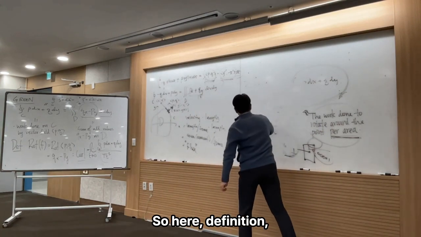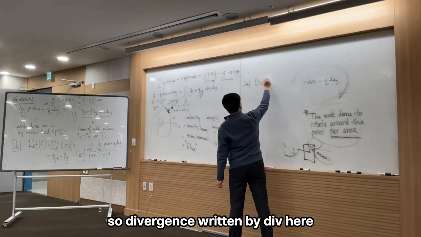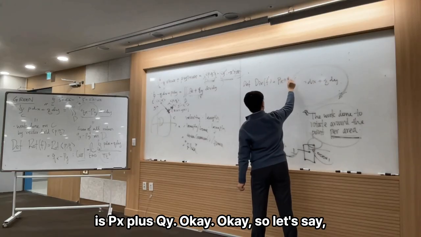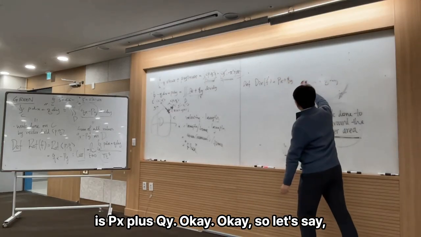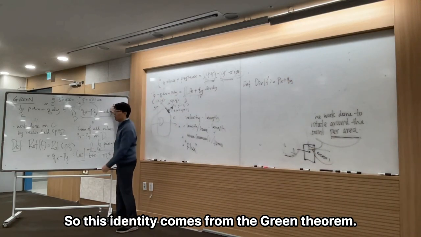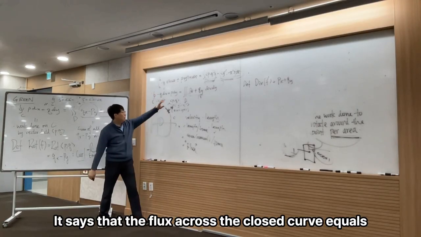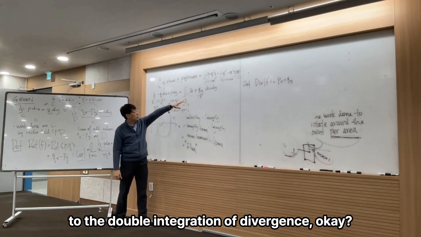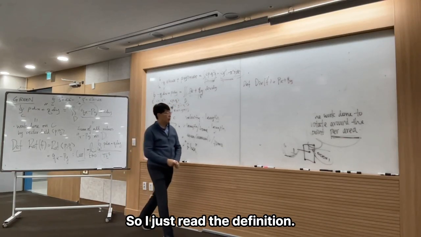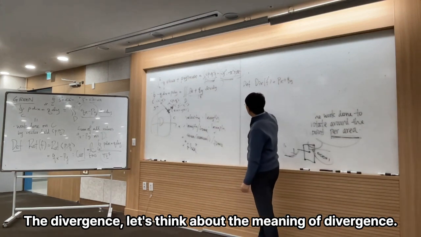So here, the definition: divergence, written as div, is Px plus Qy. Okay, so let's summarize. This identity comes from Green's theorem. It says that the flux across the closed curve equals the double integral of the divergence. So what does that mean? I just read the definition. Let's think about the meaning of divergence.